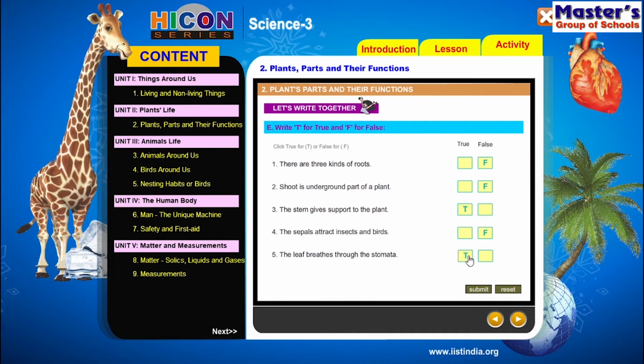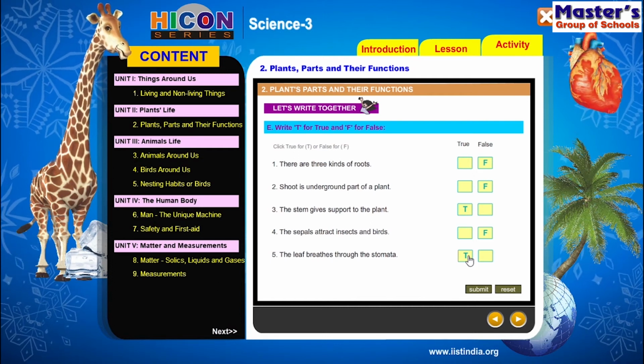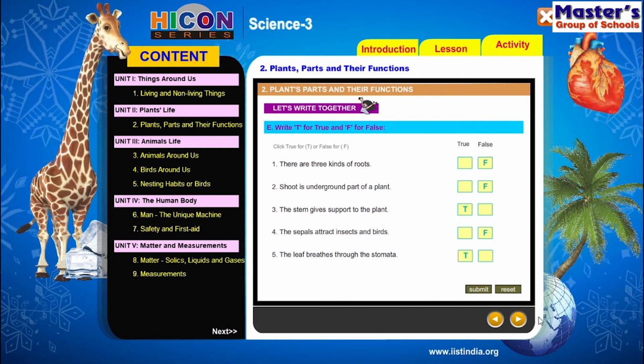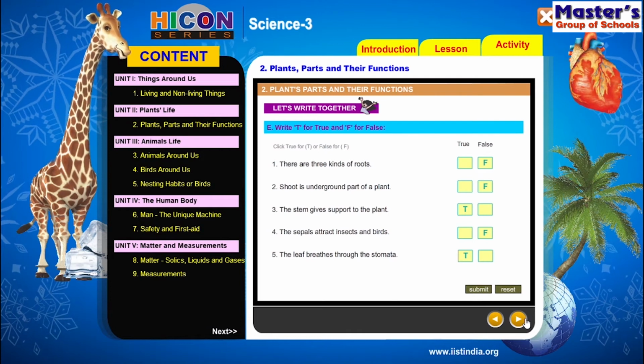So children, these are the true and false sentences. Note down these true and false sentences in your notebook and practice at your home. So let us enter the next part in the activity section.